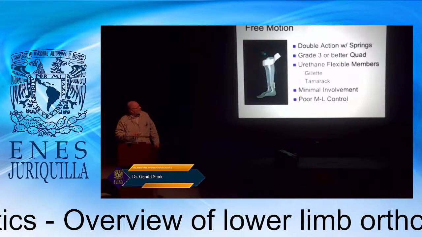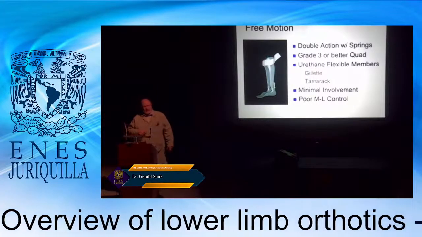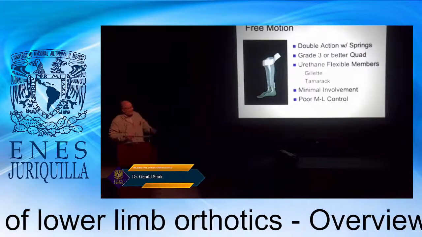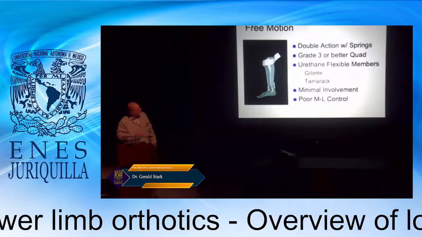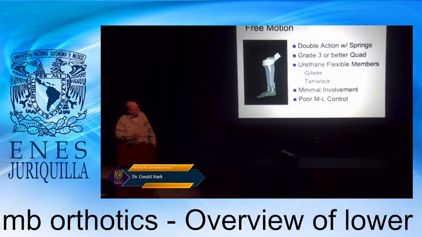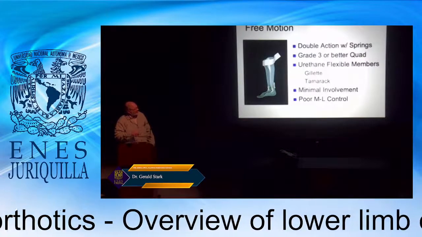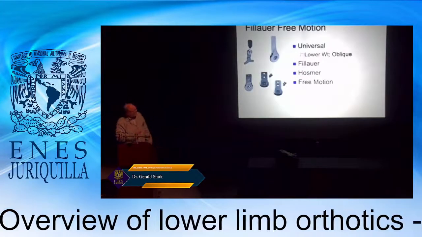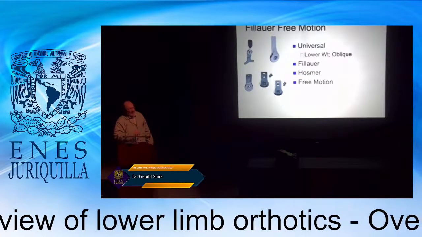Now, when we want to allow free motion in the sagittal plane but correct the frontal plane, that's when we have these free motion joints. The free motion joints can be made of a urethane flexible member, or they could be made of an actual metal free motion joint.